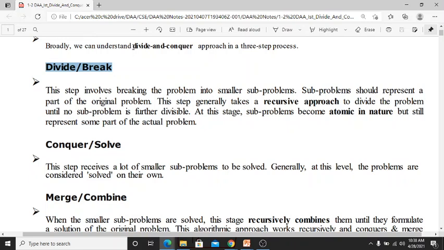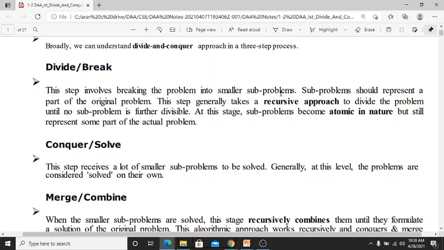So this divide and conquer technique we can understand in 3 steps: divide or break, conquer or solve, merge or combine. These are the 3 step procedure. The divide step involves breaking the problem into smaller sub problems.